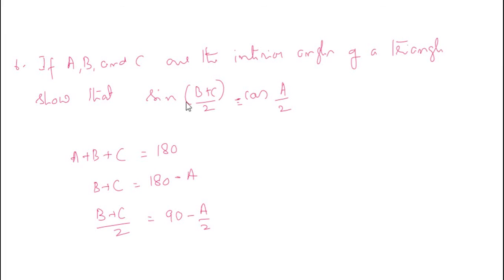Now apply the sine function to both the sides. B plus C divided by 2 equal to sine 90 minus A by 2. You know, sine 90 minus A is cos A, so sine 90 minus A by 2 is cos A by 2.